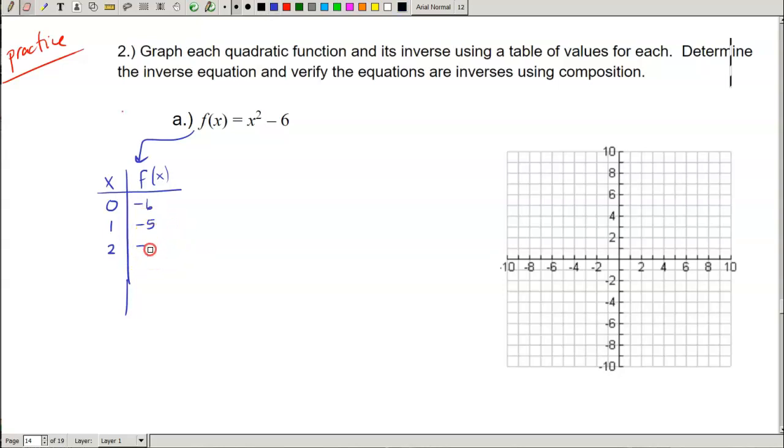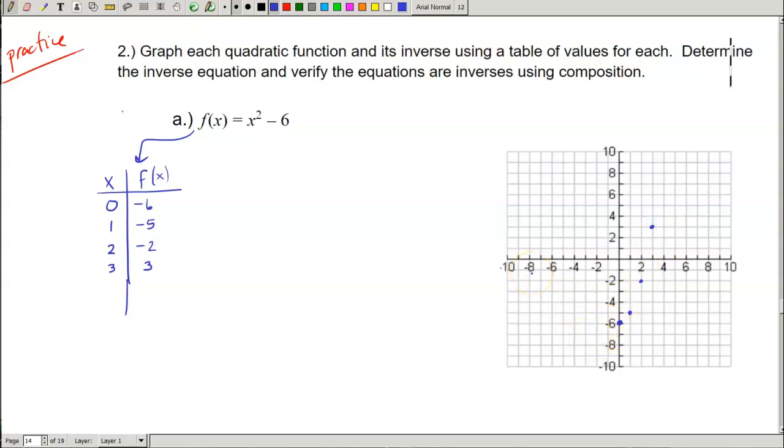Actually, sorry, not -1. I get -2. If I plug in 3, it'd be 9 minus 6, which is 3. And so I'm going to start to plot these points that I'm getting from f. 0 is -6, 1 is -5, and then -2, and then 3 goes to 3.